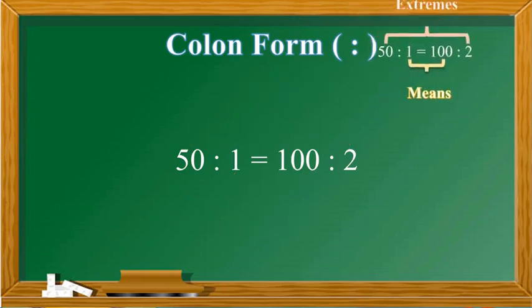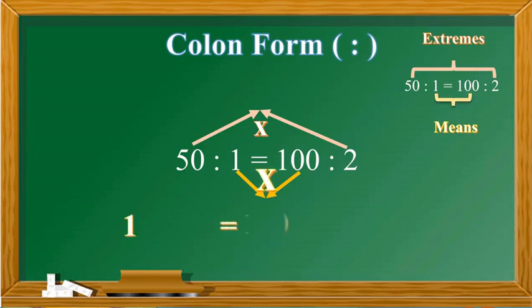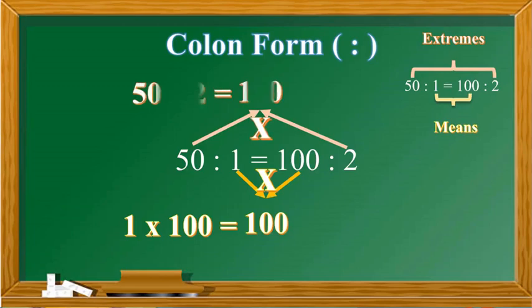How can we evaluate if the two ratios are equal? So, we are going to multiply the means and extremes like this. First, we multiply both the means, which is 1 times 100, the product is 100, then multiply the extremes, 50 times 2, and the product is 100. Are the products equal? So, therefore, we can call it proportion because the two ratios are equal.